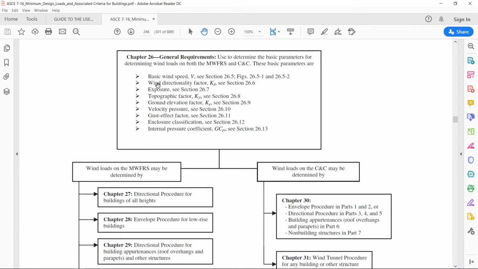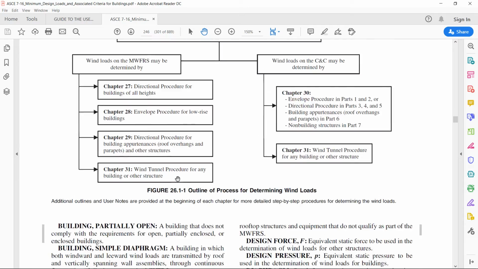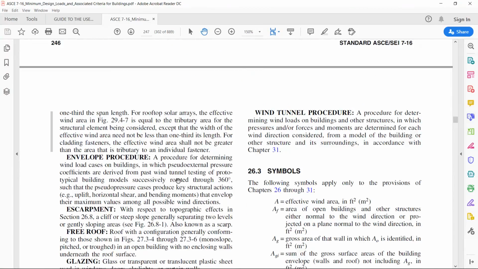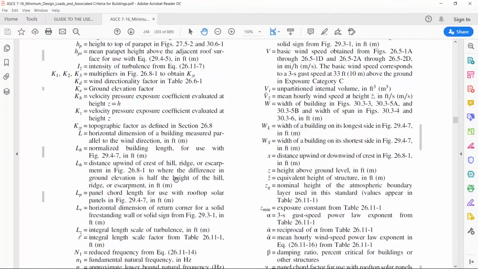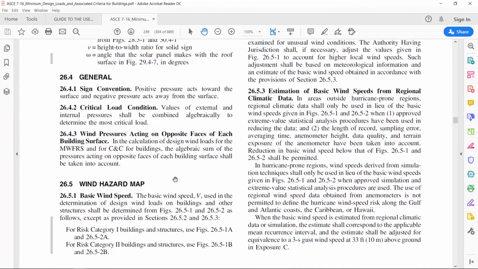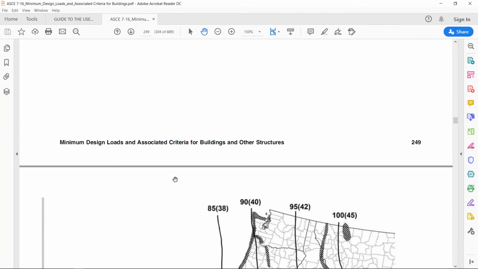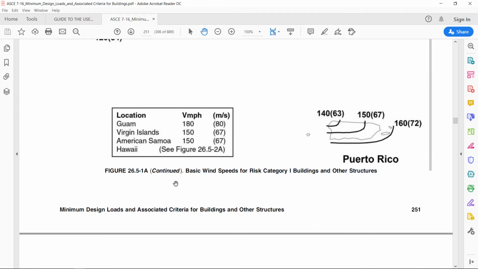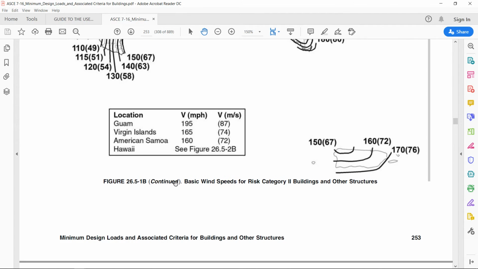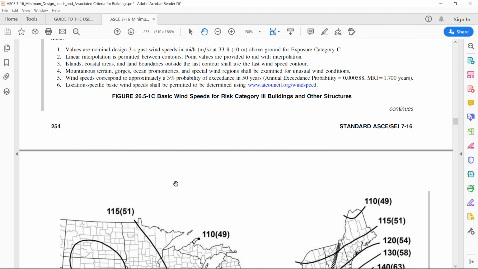Now, wind directional factor KD, section 2.6, 2.7, 2.8, 2.9, etc. So let's go back to 2.6. These are the symbols. This portion has already been selected. We have selected from the website, so we are not using these graphs.